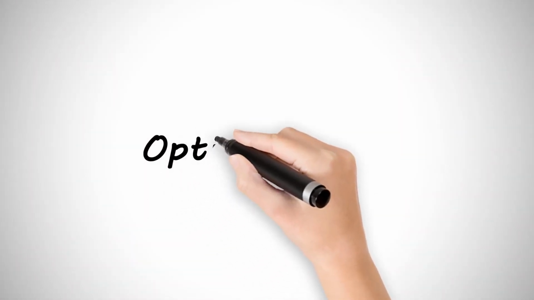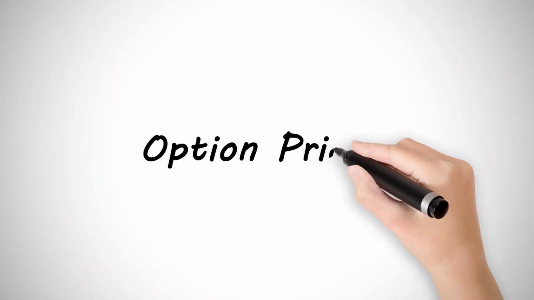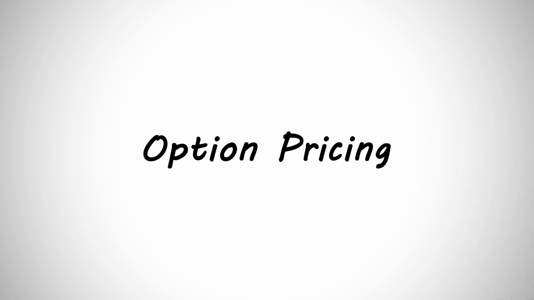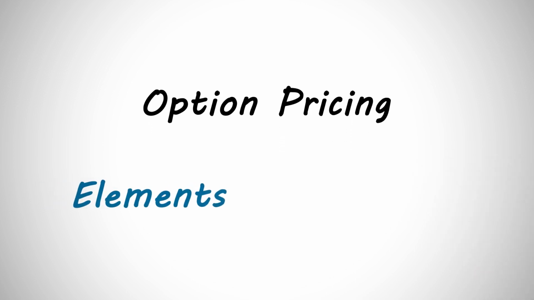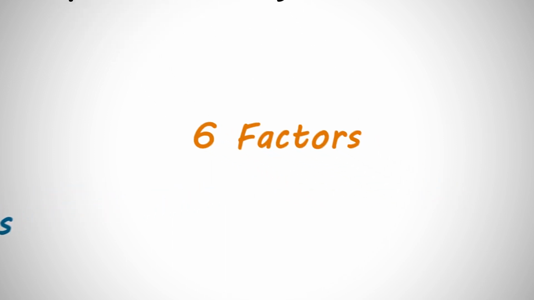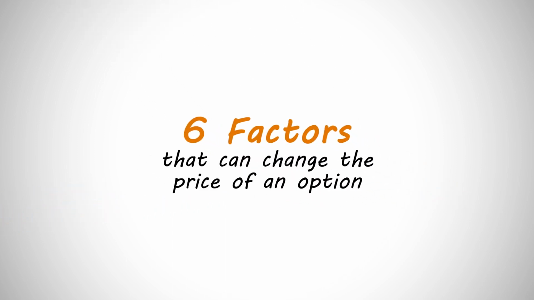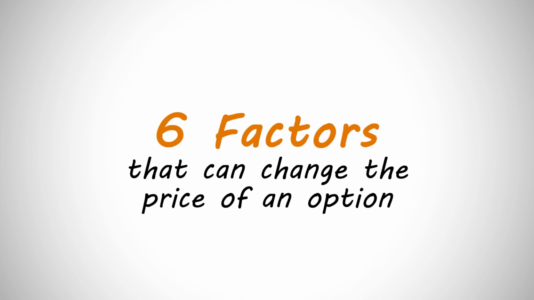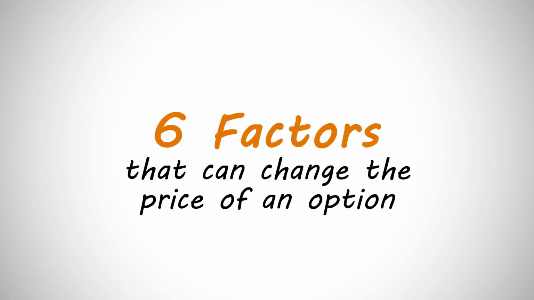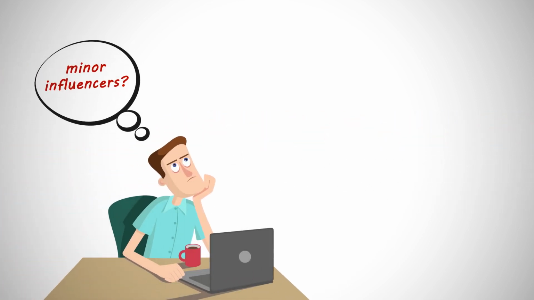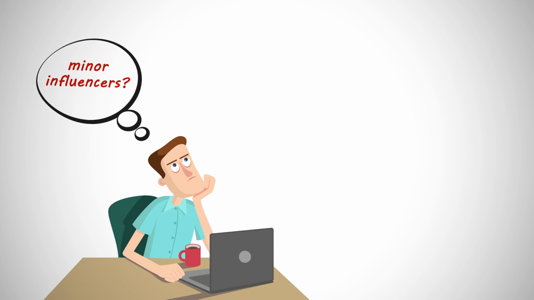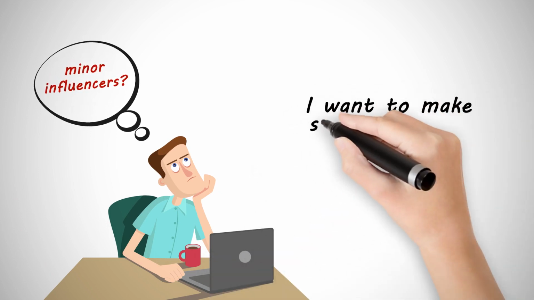Hello, everyone. In the last lesson, we left off talking about option pricing. Today, I want to talk about the elements that influence option pricing. There are 6 factors that can change the price of an option, some certainly more important and more powerful influencers than others. Many new option traders may not consider some of the minor influencers, or perhaps they don't even know about them. That's okay, but there will be times when they leave money on the table.